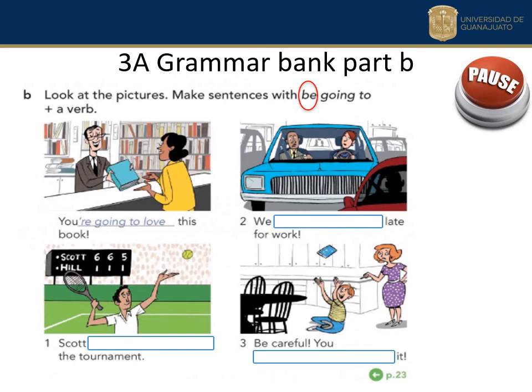Now we have part B. And look at the pictures. Make sentences with be going to plus the verb. Remember the verb to be or the verb be, you need to change it depending on the person or the subject. So here's an example. You're going to love this book. Ok, aquí ya cambiaron la R, perdón, apóstrofe RE porque tenemos el pronombre you. So queda you're going to love this book. Alrighty, so right now pause the video so you can do these 3 sentences.